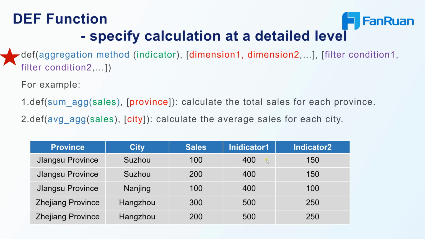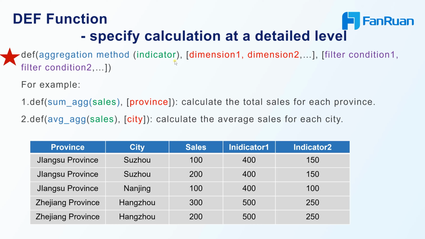Once you're familiar with these, let's take a look at the define function. The define function is used for calculating indicators at a specified level of detail, or granularity. You can think of this granularity as a dimension, such as province or year-month. Here's the standard syntax for the define function, according to its official documentation. It consists of three parameters separated by commas. First, the aggregation method and indicators. This corresponds to elements 2 and 3 in the aggregation calculation.